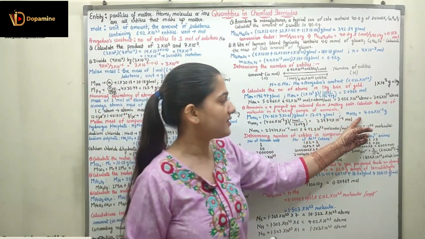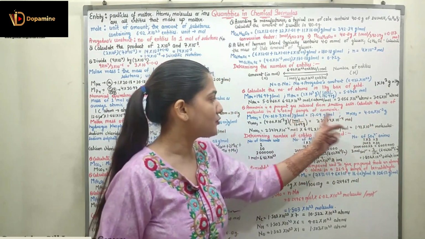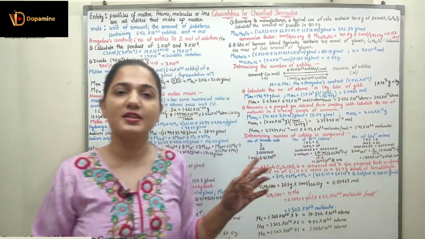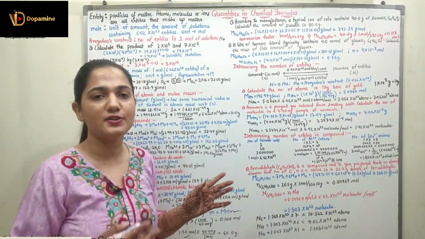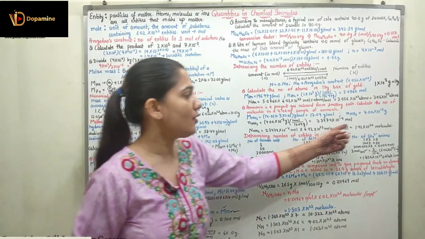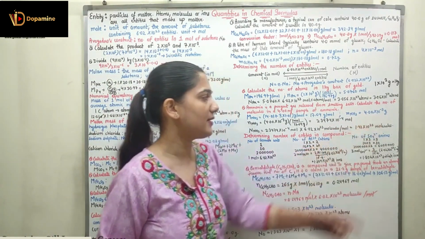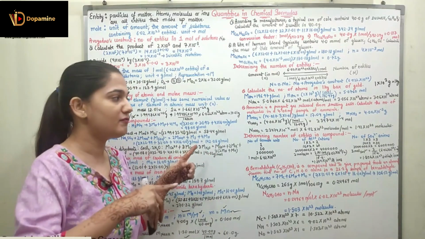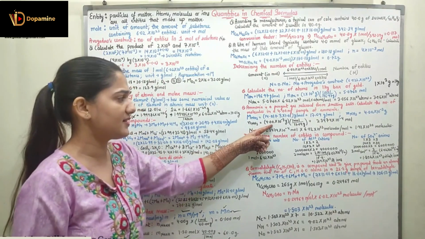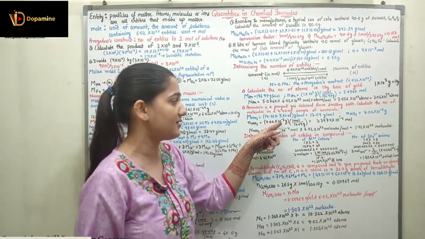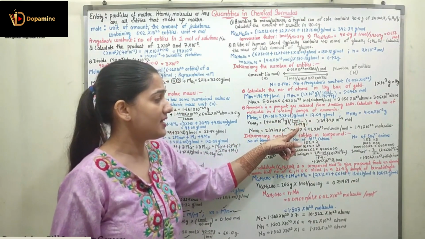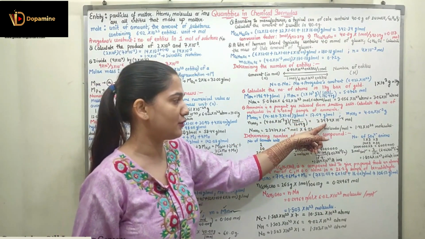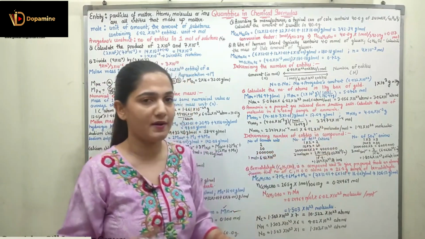Given mass of NH3 is 4 milligram. So 4 into 10 raised to power minus 3 gram, since 1 milligram is equal to 10 raised to power minus 3 gram. Here we have 4 milligrams, so 4 into 10 raised to power minus 3 gram. Now we can find out the number of moles. Number of moles will be given mass upon the molar mass. Given mass is 4 into 10 raised to power minus 3. Molar mass we have calculated, 17.04, so it will be equal to 2.347 into 10 raised to power minus 4 mole.